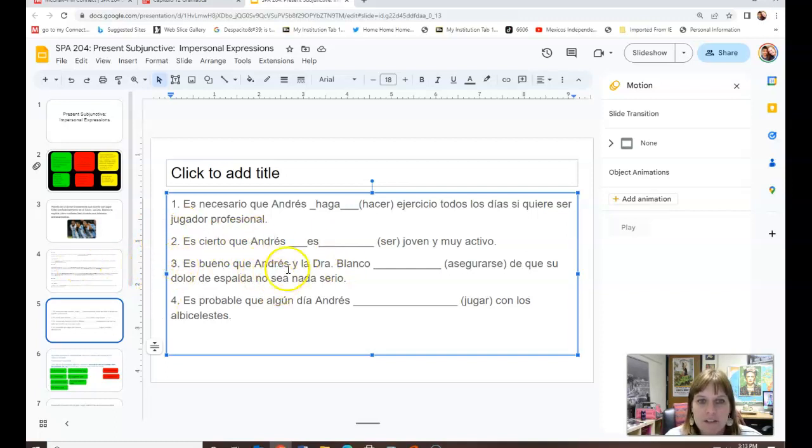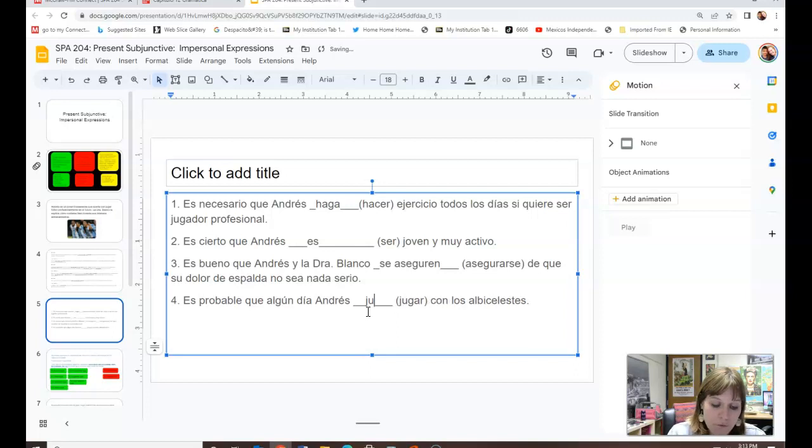Okay, es bueno que Andrés y la doctora Blanco blank de que su dolor de espalda no sea nada serio. So it is good that Andrés y la doctora Blanco say, this is a reflexive verb, and we're going to use the subjunctive because it said es bueno que. We're going to use the opposite, aseguren, assure themselves. Y número cuatro, es probable que algún día Andrés jugar con los albicelestes. So juego in the yo form, you drop the O, you add the opposite endings, juegue, y es tu respuesta.